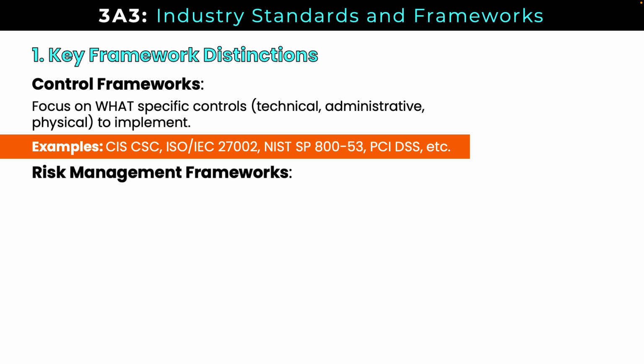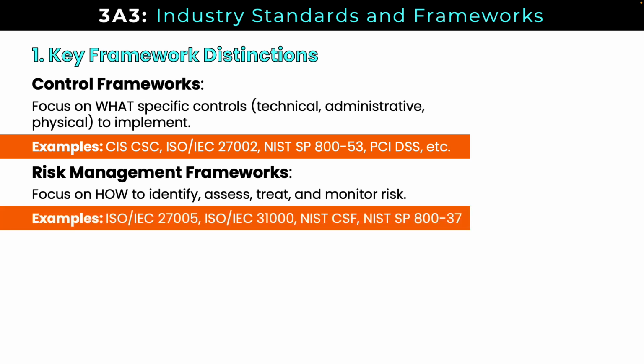Risk management frameworks focus on how to identify, assess, treat, and monitor risk. So here we have ISO 27005, ISO 31000, the NIST Cybersecurity Framework, which is a NIST document aimed at non-government entities, and then NIST 800-37, which is better known as the NIST RMF, or Risk Management Framework, aimed at government agencies.